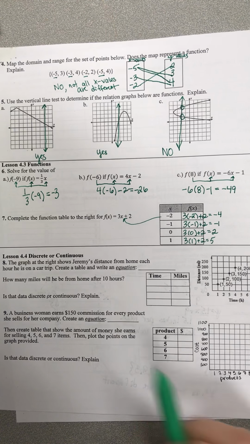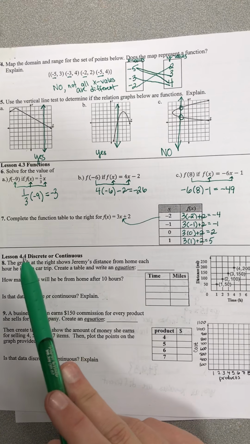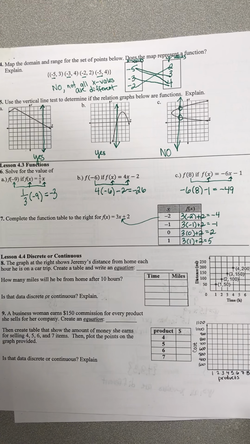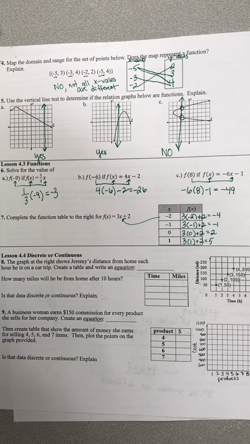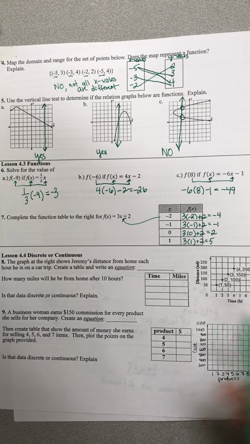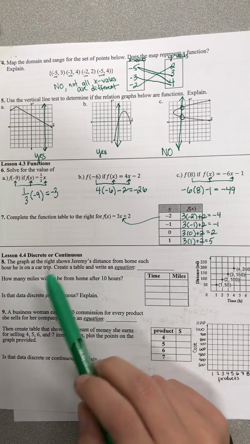In section 4.4, it's talking about discrete or continuous data. When it's talking discrete data, that means all values need to be specific integers, 1, 2, 3, or even 1.5, 2.5, 3.5, that works as well. Whereas continuous data can be any value. It could be any decimal.